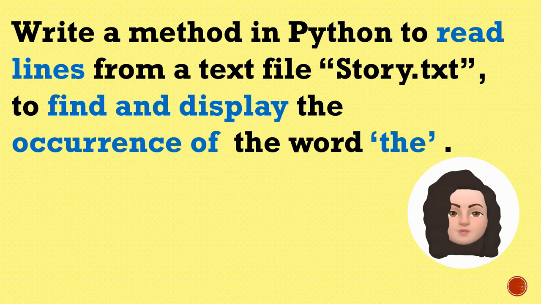Write a method in Python to read lines from a text file story.txt and to find and display the occurrence of the word there. So you have to open the file story.txt, read the content, and find out the number of times the word there occurs, and display the count also. More or less like the previous program, open the same program.